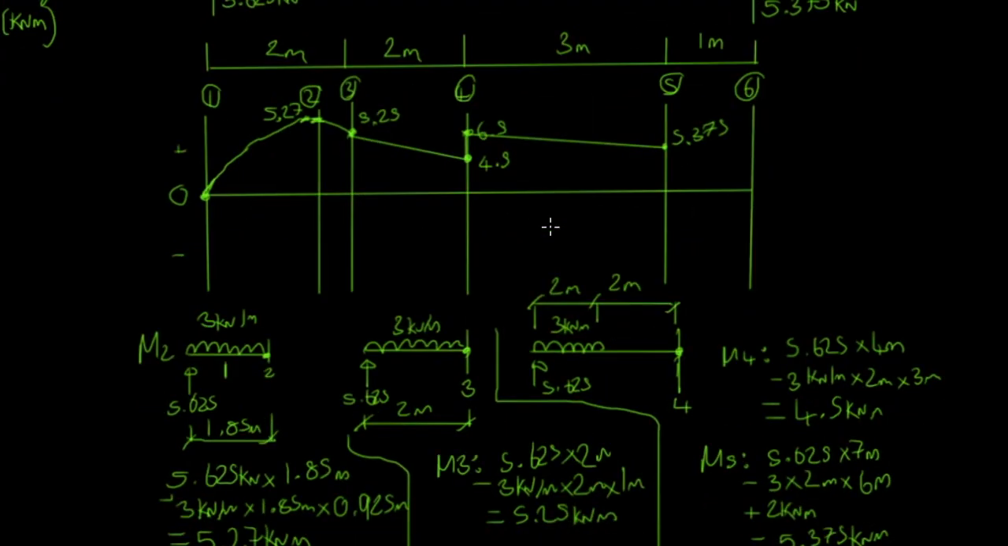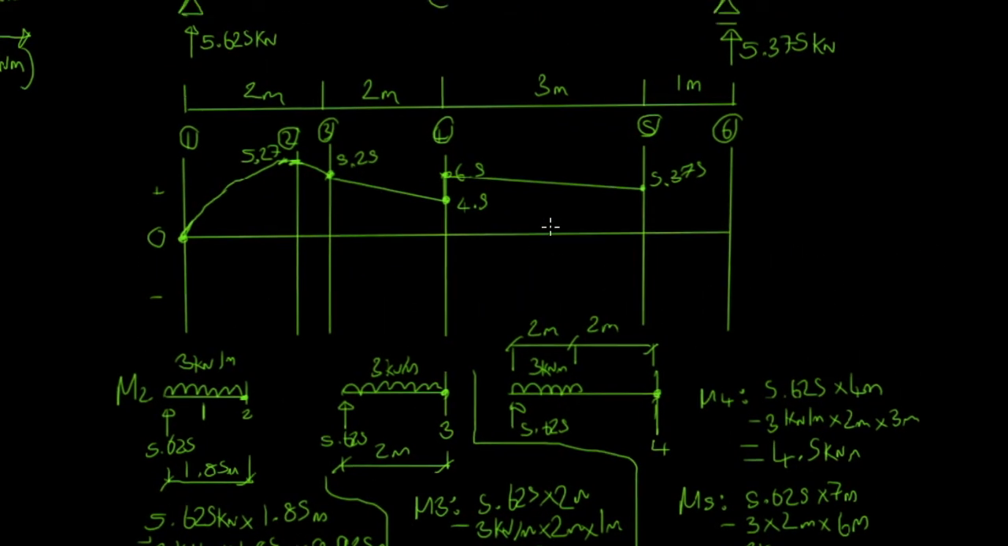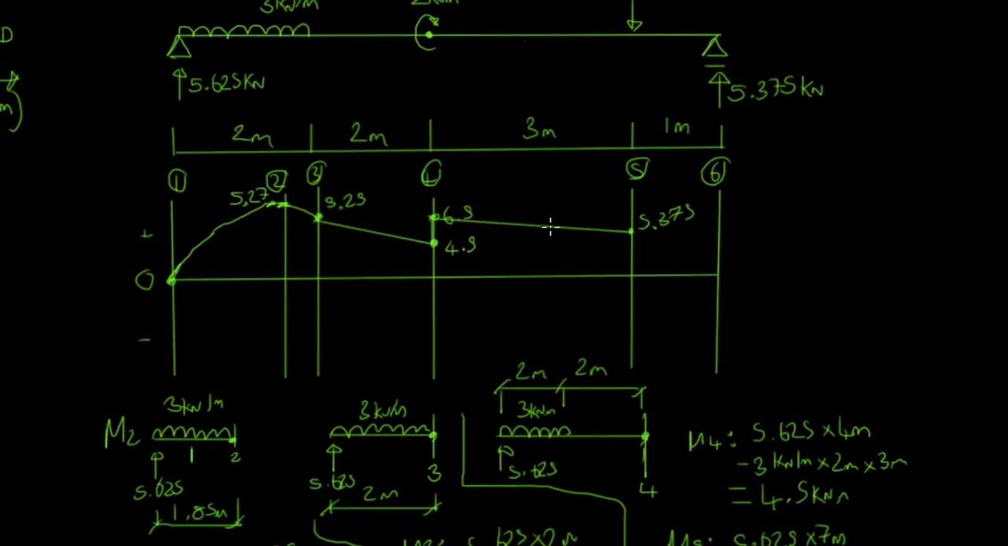So I'm running out of space, so I'm just going to move this around slightly. So here, so M6, I'm just going to do this here. So as for 5.625 reaction times 8 meters this time, we've got our 3 kilonewton line load acting over 2 meters, acting at a lever arm of 7 meters this time. You guys are starting to get the picture now, hopefully. We've then also got this is going to be negative.